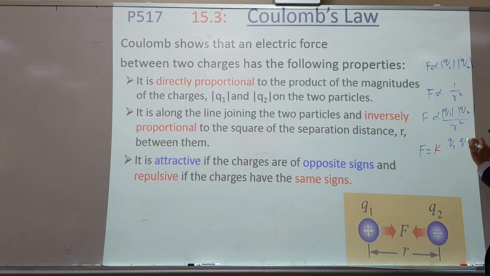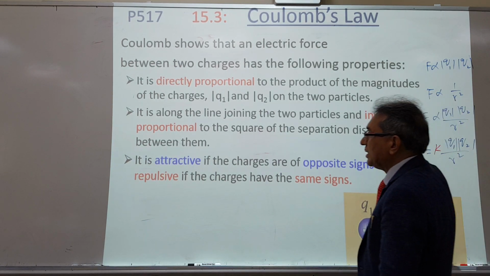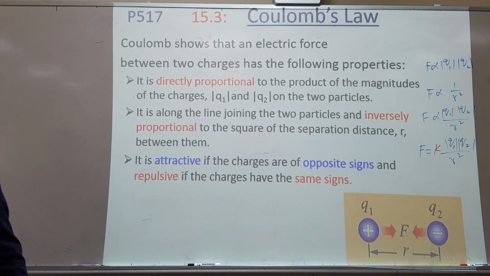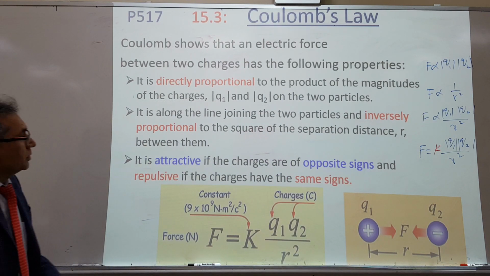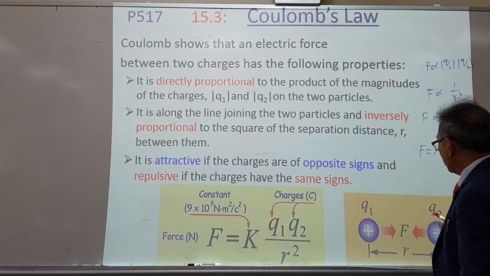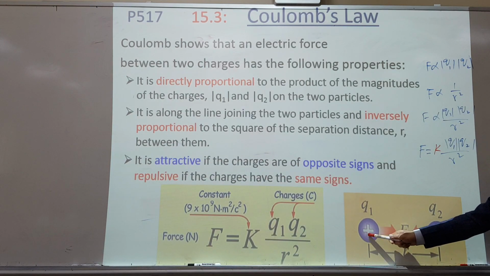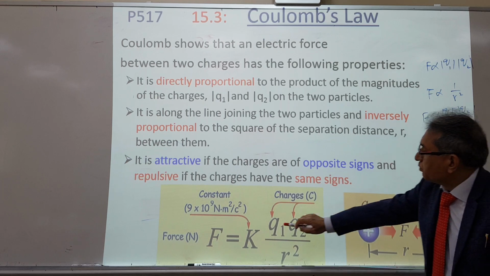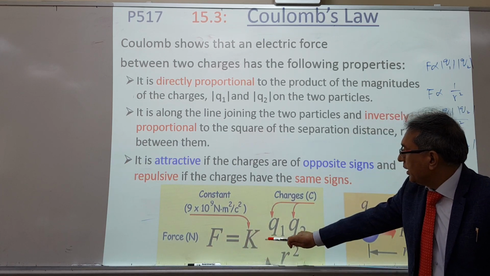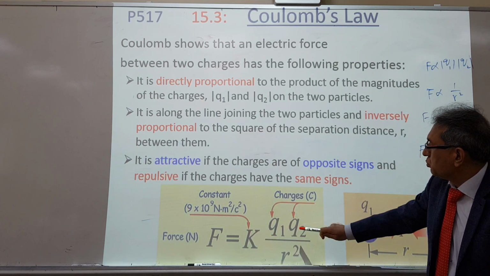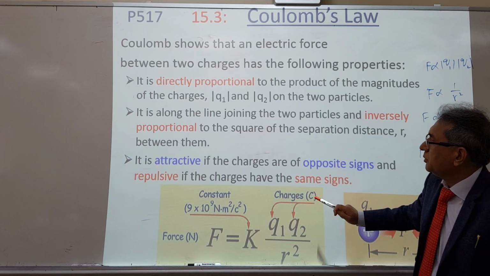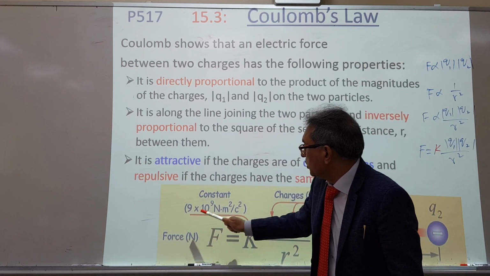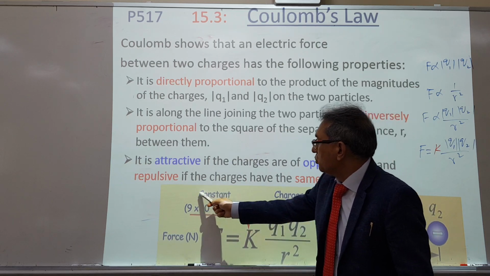This is not the spring constant, okay? K is called the Coulomb's constant. Q1 and Q2. By the way, I'm taking the example of positive and negative charge, so there will be attraction. You may have both positive or both negative also. Now, the force is equal to K Q1 Q2 over R squared. These are the two charges. The unit is Coulomb for each. The force unit is Newton. This is the constant again, it will be given to you in the exam.